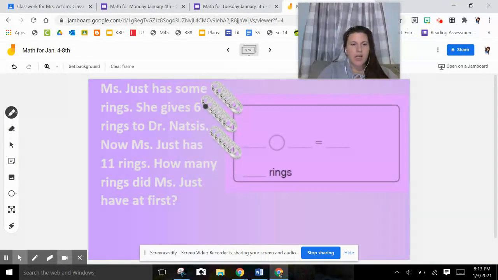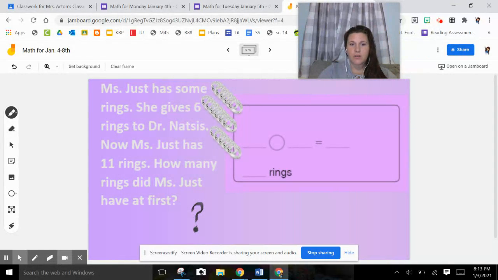Next one. So this one says, another word problem. Miss Just has some rings. She gives 6 rings to Dr. Natsis. Now Miss Just has 11 rings. How many rings did Miss Just have at first? So it wants us to make an equation and get an answer. To make this a little bit easier, Miss Acton put some rings up here to help guide us. It says Miss Just has some rings. Some could be any answer. Some can mean 2. Some can mean 400 million. So to represent the some rings that Miss Just has, we're going to put a question mark.